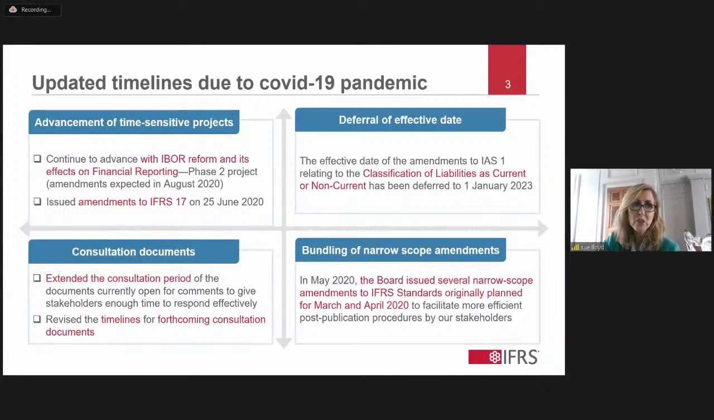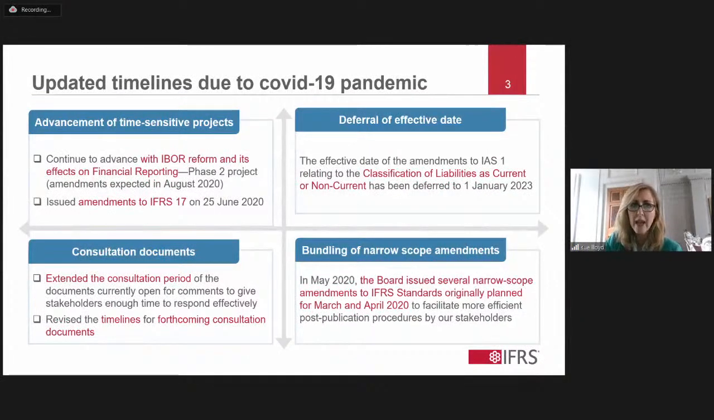The first thing I wanted to comment on very briefly is the work that we've been doing to support our stakeholders globally in the context of this difficult pandemic situation that we are all dealing with. We took the opportunity to provide some materials to support our stakeholders applying the standards. We issued some materials about the application of our expected credit loss model.